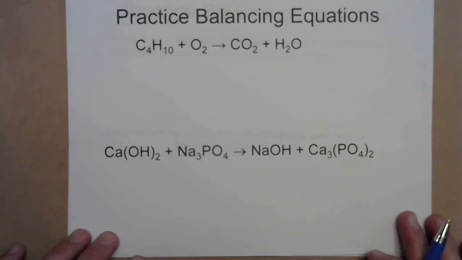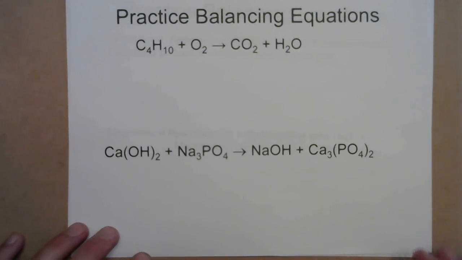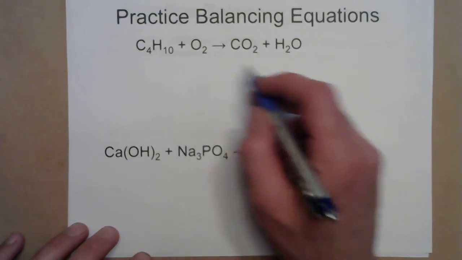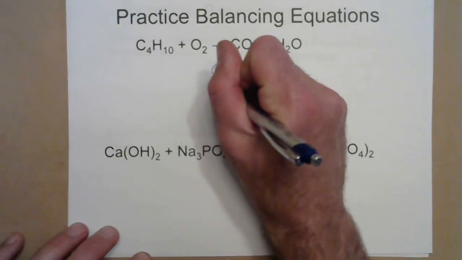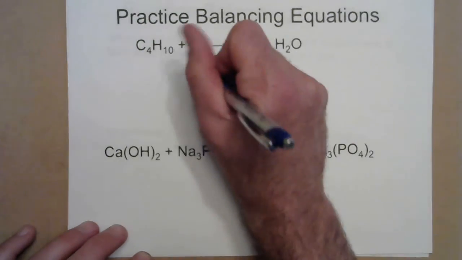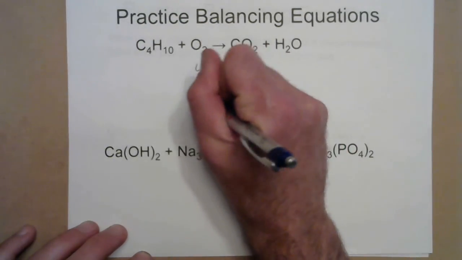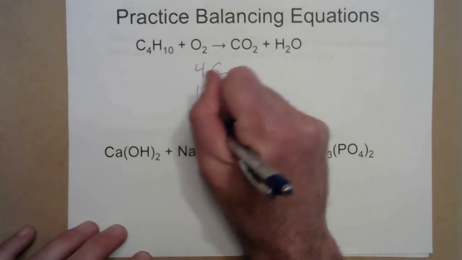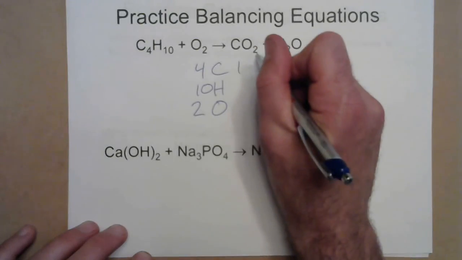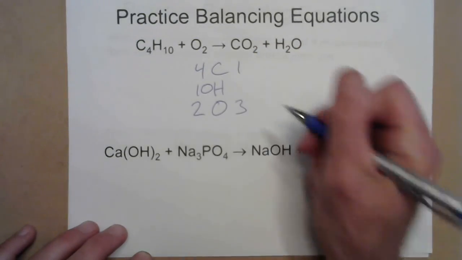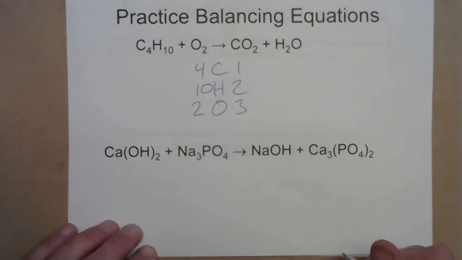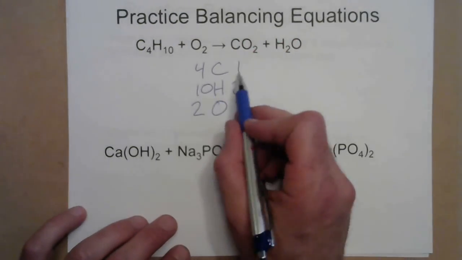So let's practice balancing. That's the only way you can get good at this, is to practice a little bit. So we have another combustion reaction right here. We have carbon, hydrogen, and oxygen. On my reactant side, 4 carbons, 10 hydrogens, 2 oxygens. And then on my product side, 1 carbon, 2 plus 1 more, 3 oxygens, and 2 hydrogens.